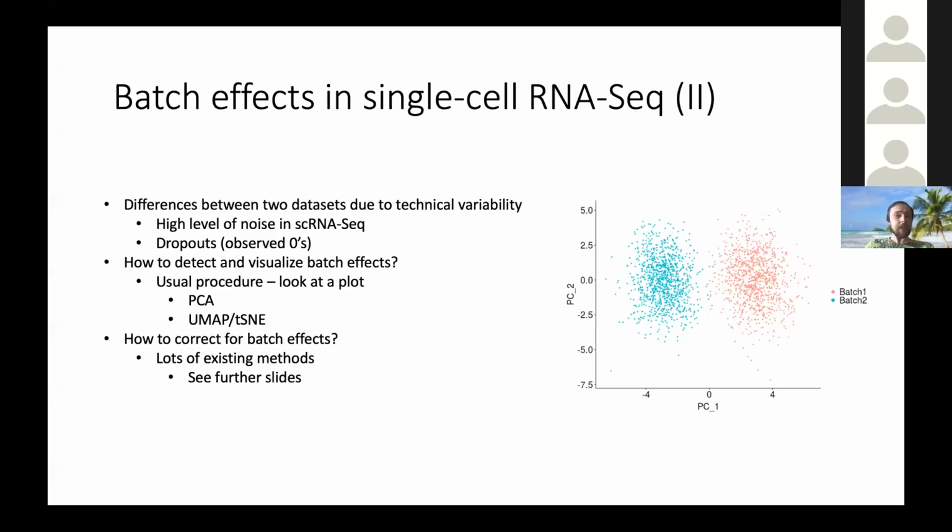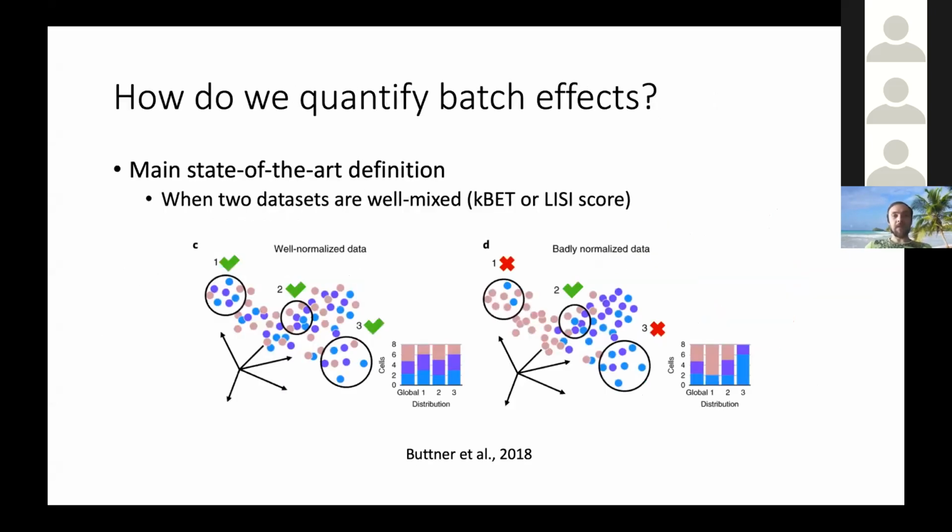So for correcting these batch effects, we have a bunch of existing methods. I'll talk about them later, but first let me tell about how we quantify batch effects. Is it simply looking at the picture, or maybe there are some other more appropriate methods? The state-of-the-art approaches for quantifying batch effects are all based on looking at the batch label distribution, the global one and the local ones. One of the approaches is kBET, and here I'm presenting it in this picture. There is another approach called LISI, which is the local inverse Simpson index.